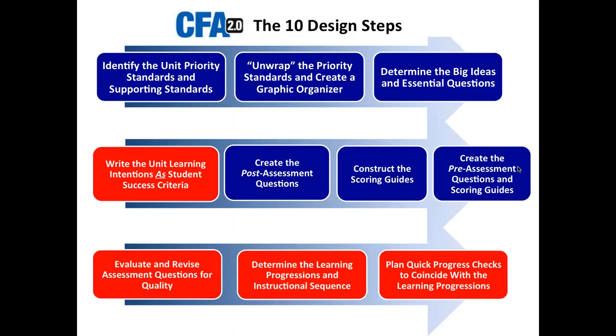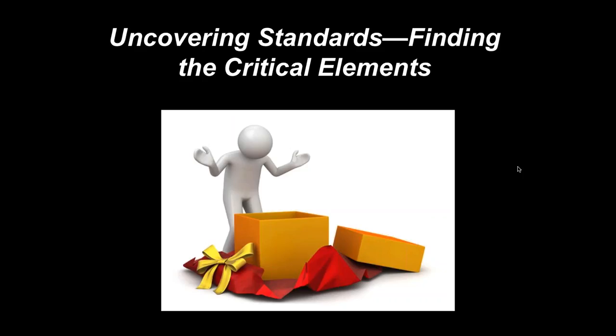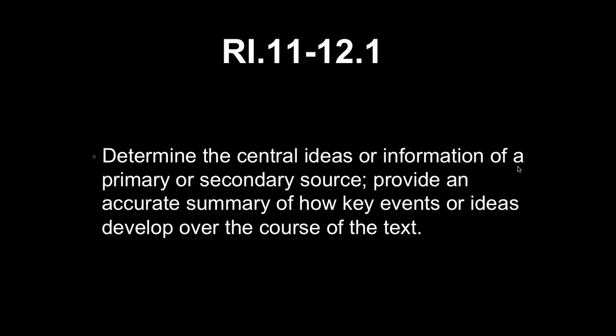So going back to the 10-step process, looking at step 2, unwrapping priority standards to create a graphic organizer. Sometimes it's been called uncovering or deconstructing. Larry's chosen the term unwrapping. That's the term we're going to use. We're going to find the critical elements within a standard and define our purpose before we gather evidence to make an accurate inference.